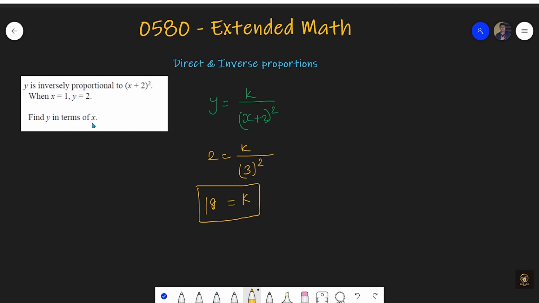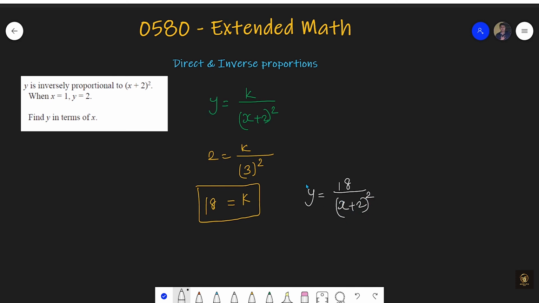Let's see what is new in this. Find y in terms of x. Normally they will give the x value and ask for the respective y value, but instead they are asking for y in terms of x, which means we have to give this as a formula. So our work is almost over. We just have to write the answer as y equals k, only k will be substituted here, that is 18. 18 divided by (x plus 2) whole square.